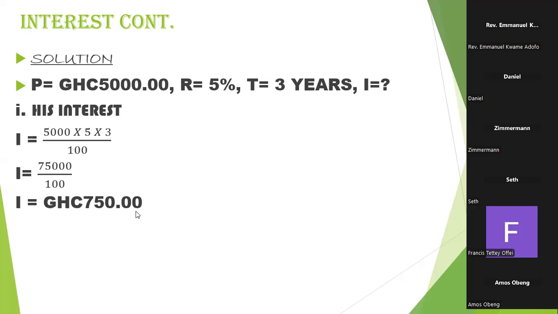So therefore, the interest is what? 750 cedis. Because you'll be using a calculator, we will not waste time on the division. Just compute it on your calculator and get the answer. So it means at the end of the 3rd year, the interest is 750 cedis.